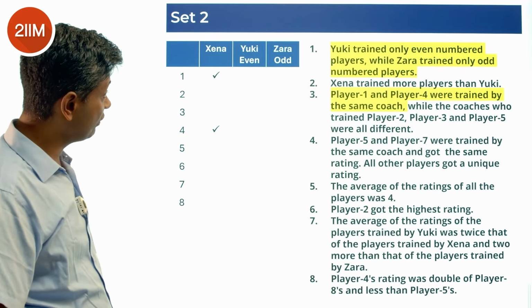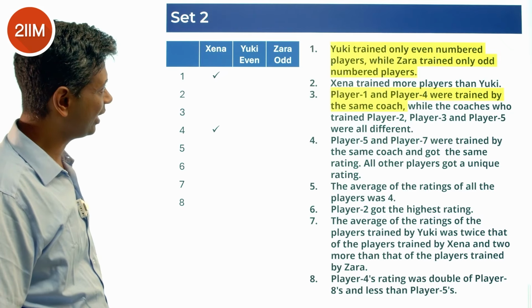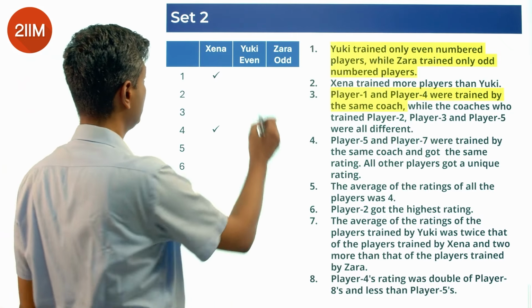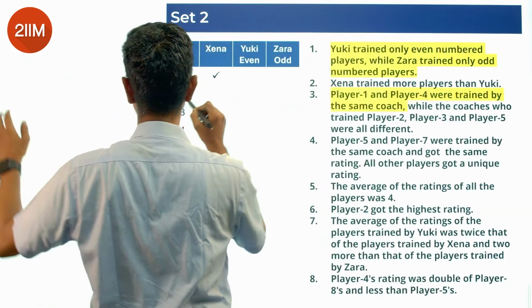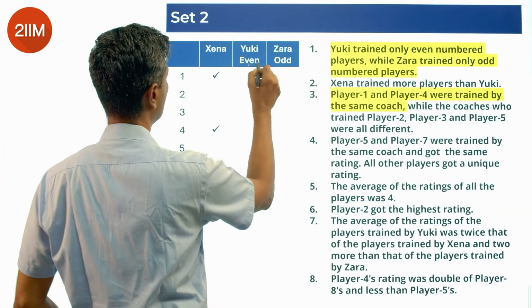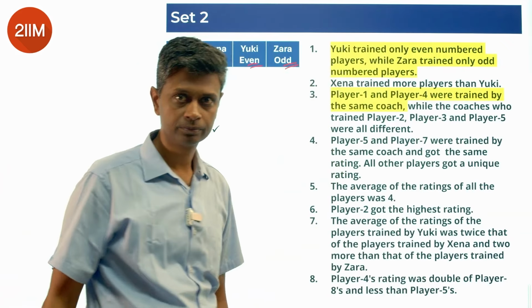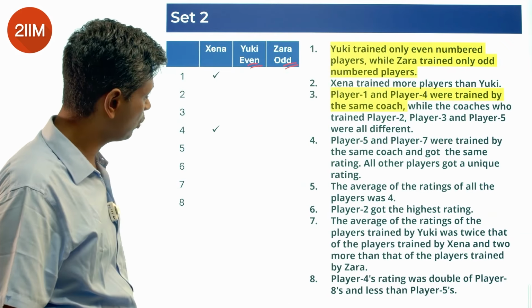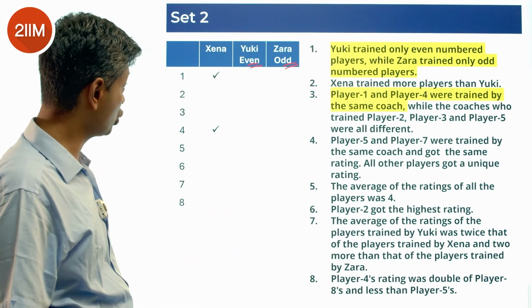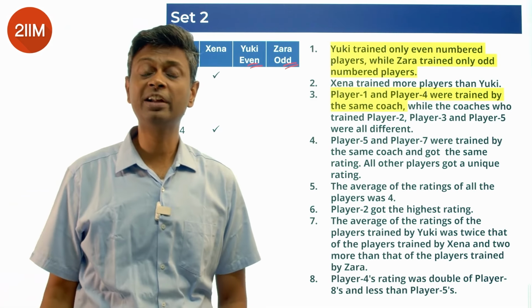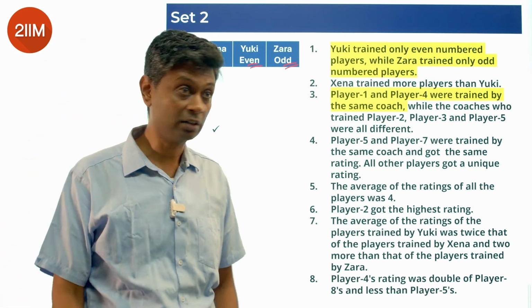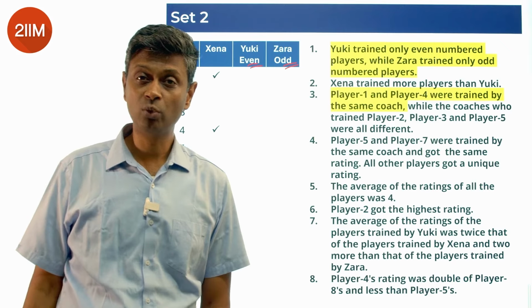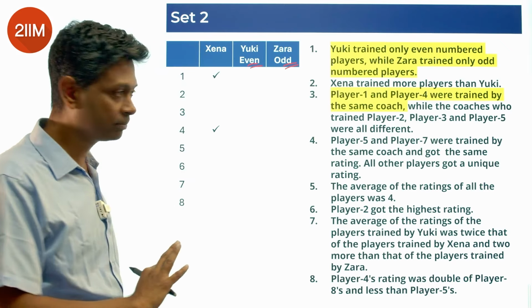Yuki trained only even numbered players, while Zara trained only odd numbered players. Player 1 and 4 were trained by the same coach. 1 and 4 could not have both been trained by Yuki, and could not have both been trained by Zara. It's only even, only odd. So 1 and 4 are both trained by Zena.